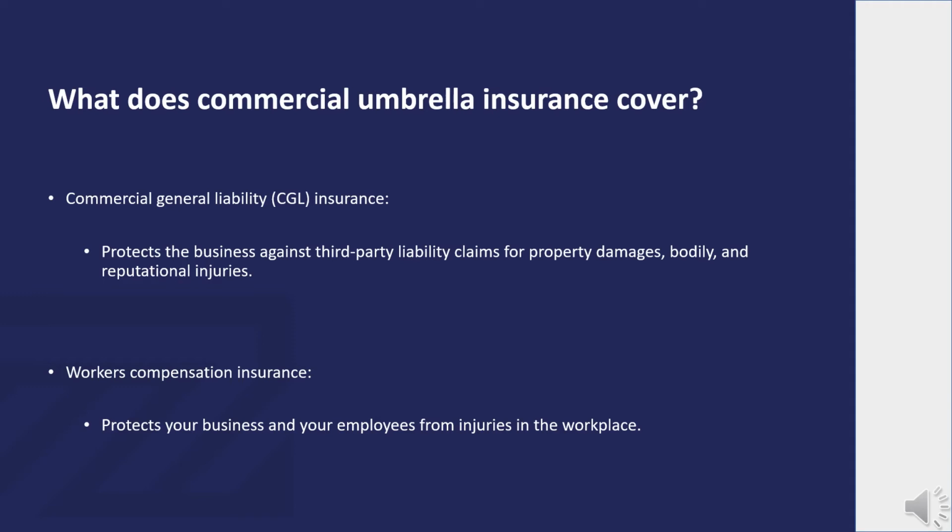So, what does commercial umbrella insurance exactly cover? An umbrella coverage protects the plan with excess claims on commercial general liability insurance, workers' compensation insurance, and commercial auto insurance. A general liability policy protects the business against third-party liability claims for property damages, bodily, and reputational injuries.